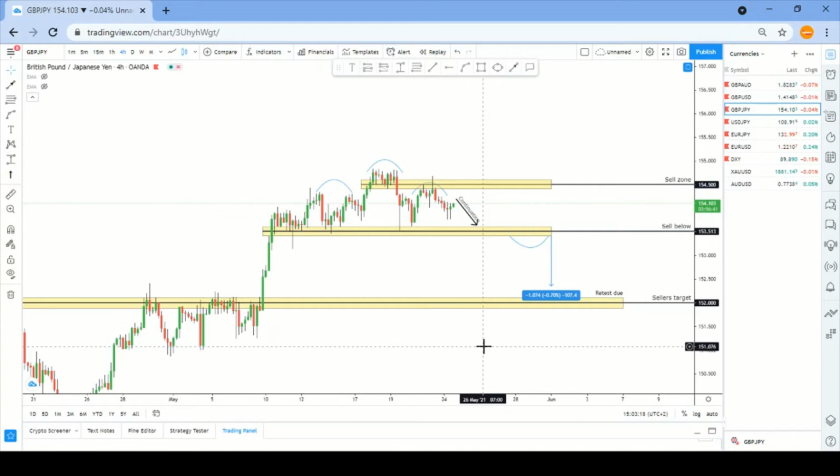If the head and shoulders does fail, we could have a buy above, but I won't put that at this point. If it does break above, I wouldn't be looking to jump in on any trade.